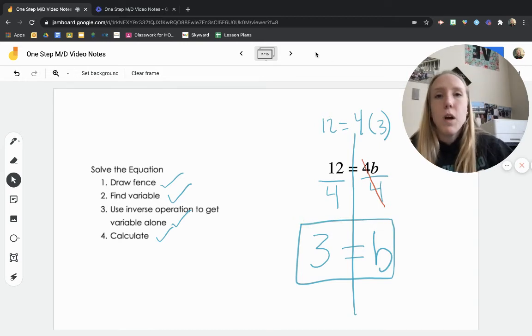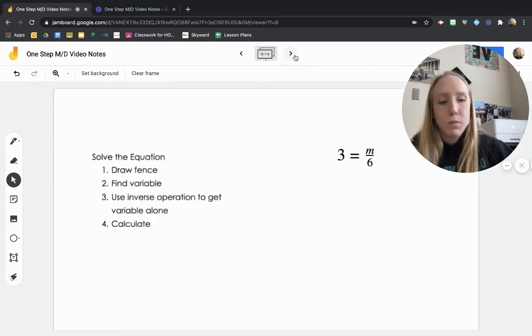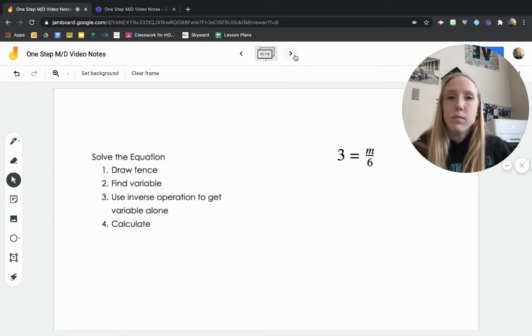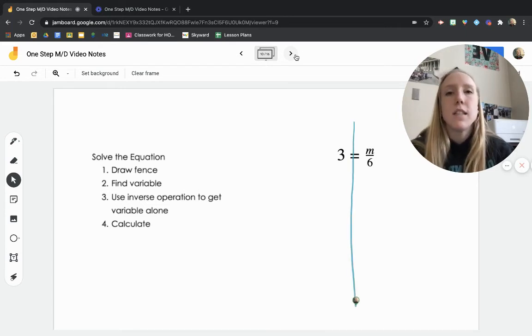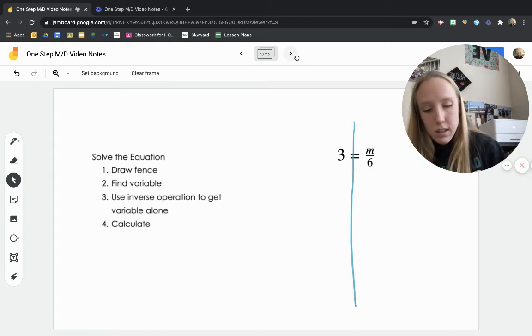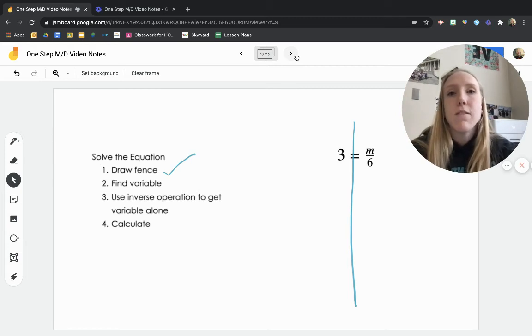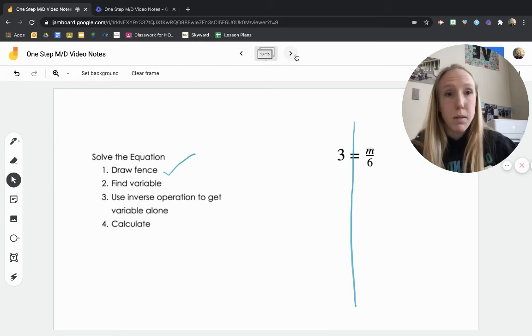All right, last one for this video. Same first step as always, draw your fence. This equation says 3 equals m divided by 6. So I drew my fence. Now I've got to find the variable. So listen carefully. 3 equals m divided by 6. My variable is going to be the letter m. That's the variable. I want to get that by itself.